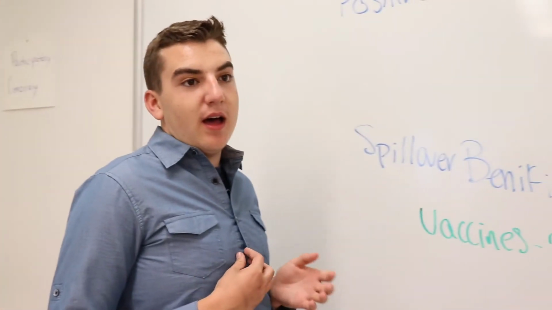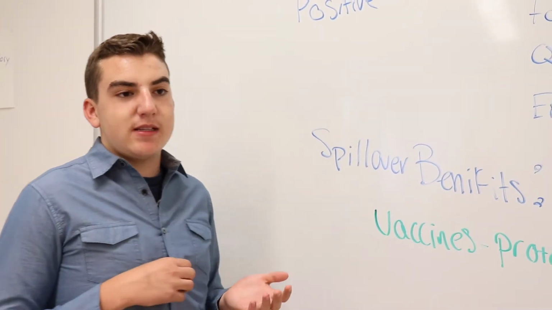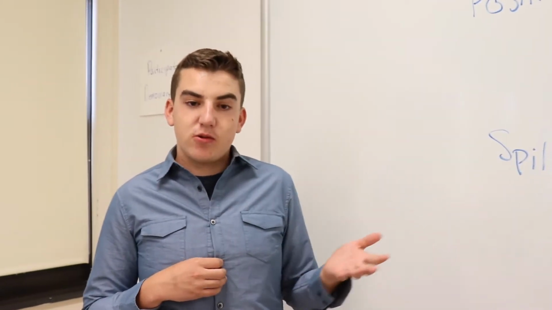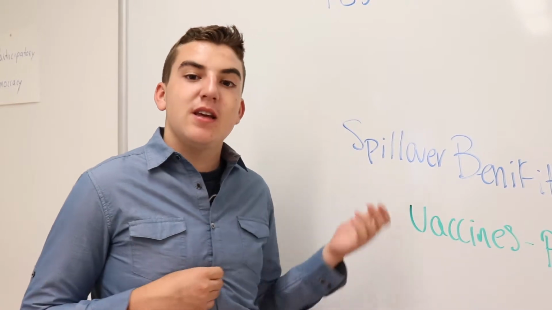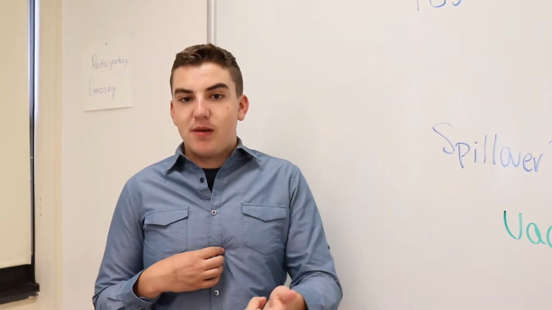So an example of a positive externality would be when someone decides to get vaccinated, or a kid, in this case, in their school decides to get vaccinated. Not only are they protecting themselves from the disease, but they're also protecting their classmates.